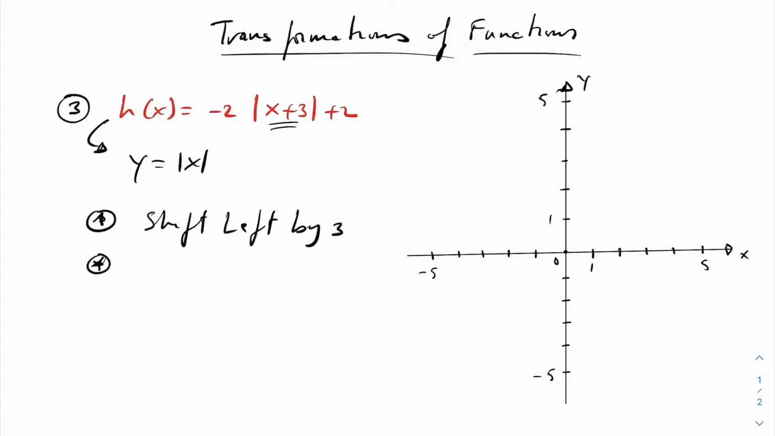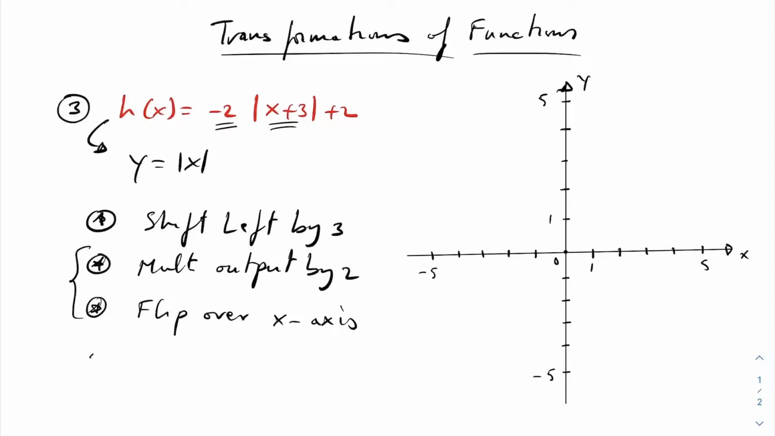Then when we go outside of the absolute value, the function is multiplied by negative 2. So you can see this as a double transformation. First, a multiplication of the output by 2, and then a flip over the x-axis because of the negative. And then finally, a 2 is added to the whole function, which would cause the graph to shift up by 2 units. All right, so what does that look like graphically?